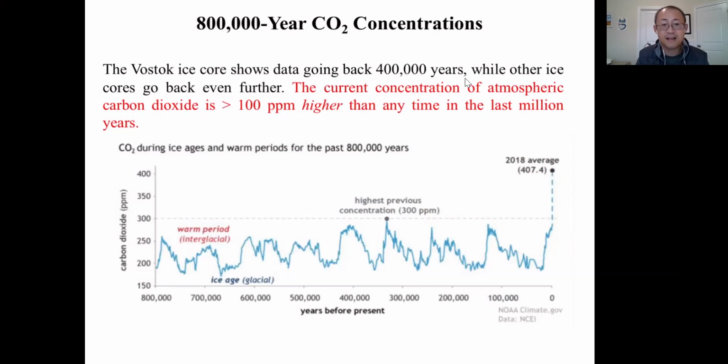Here, this picture shows you 800,000 years. And you can see that this Vostok ice core shows back to 400,000 years, while other cores go back even further. And we did notice that, even though the carbon dioxide concentration also fluctuates over the long time period, the highest previous concentration is around 300 ppm. And nowadays, you can see that the average of 2018 is at least 100 ppm higher than any time in the last million years.